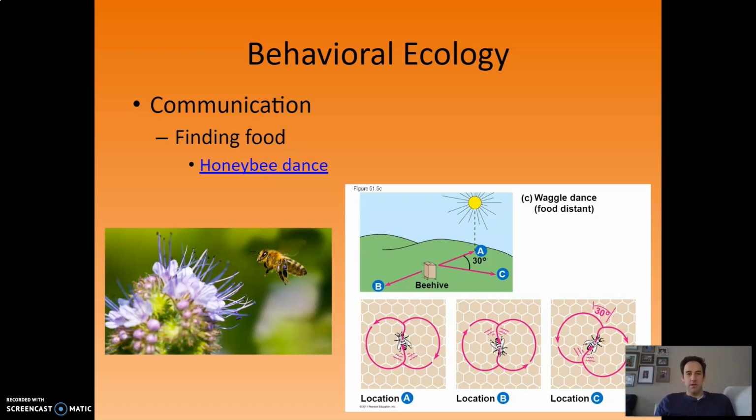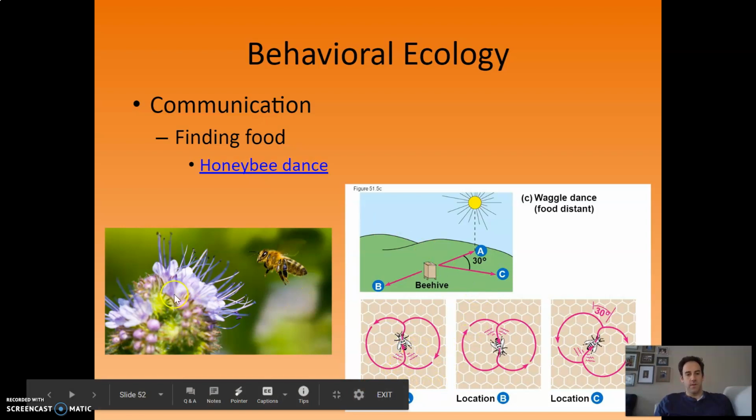Another example of communication is finding food. So bees do this elaborate dance that you can watch on this link. Another good one. Definitely check it out. And what happens is they come back, they find food in the form of flowers that are in bloom. And they go back to the hive and they do this figure eight dance. It's called the waggle dance. And they just move in this figure eight pattern.